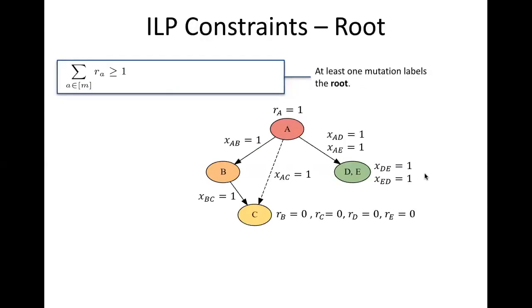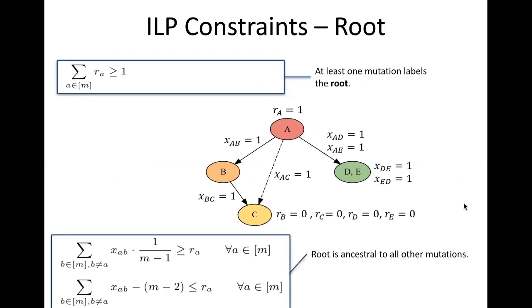There are constraints set for this variable to make sure it represents a valid tree. First, we ensure there's at least one root by these equations. And also, we use these 2 constraints to make sure the root is ancestral to all other mutations. So the output is a connected graph.